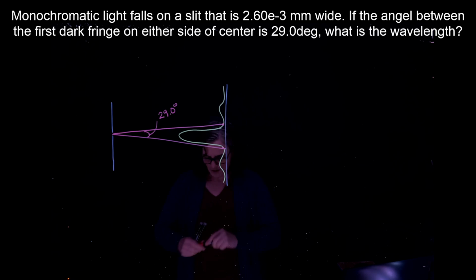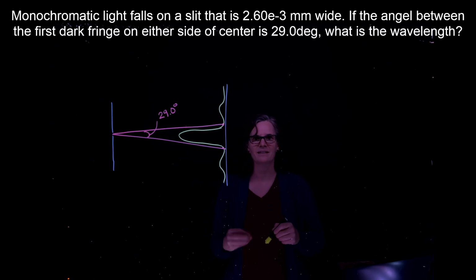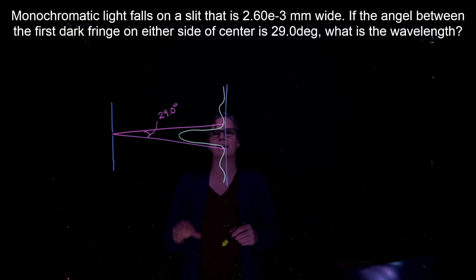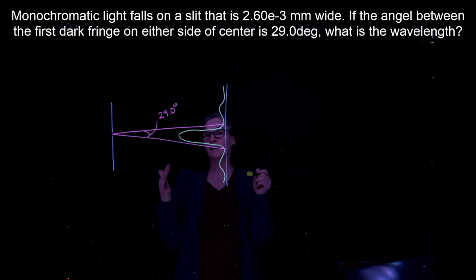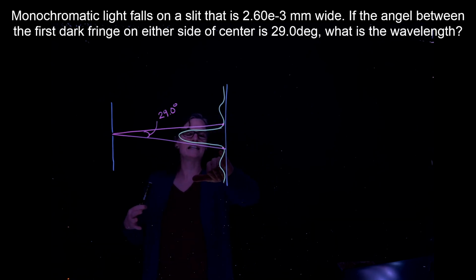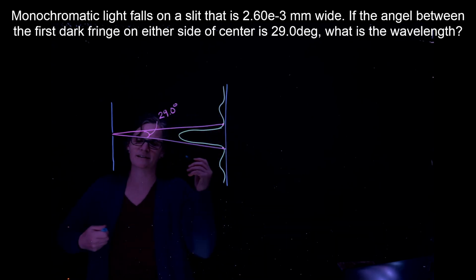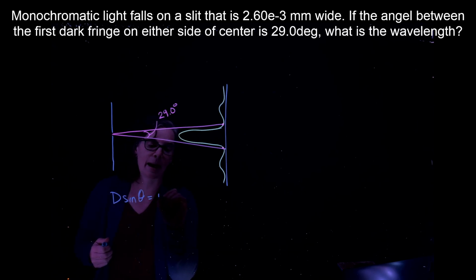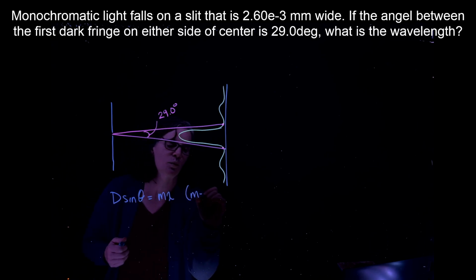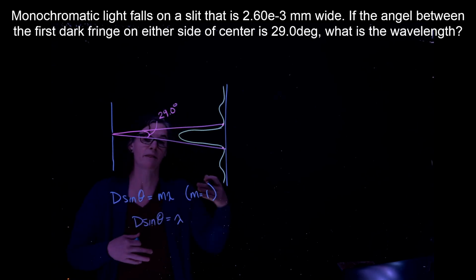All right, so the question is, what is the wavelength of light? This is the width of that center, as described in the problem. 29 degrees is the angular width. So we have to recognize a couple of things. We know that the first dark fringe is given by the equation d sine theta is equal to m lambda, where m is equal to 1. So we have d sine theta is equal to lambda, the first fringe.